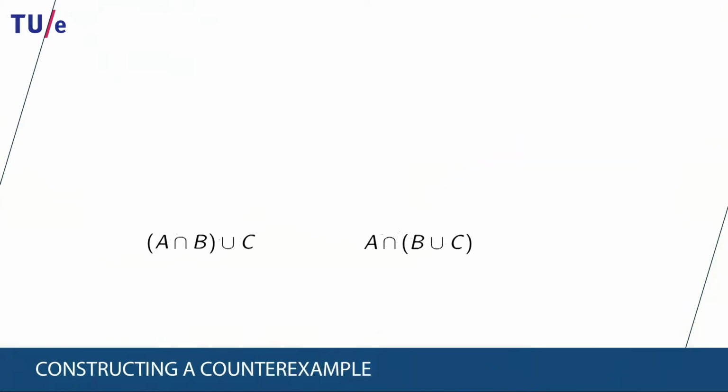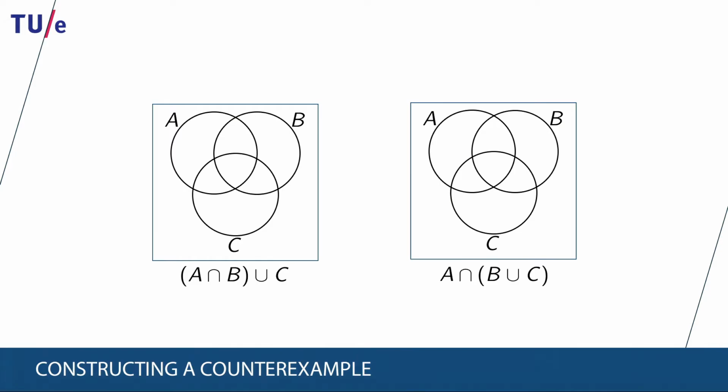counterexample. First, to get some intuition about the meaning of the set theoretic expressions on both sides of the equality, we construct Venn diagrams. To determine the union of the intersection of A and B with C, we first need to determine the intersection of A and B and take the union of the result with C. On the other hand, to determine the intersection of A and the union of B and C, we first need to determine the union of B and C and then determine the intersection of A with the result.